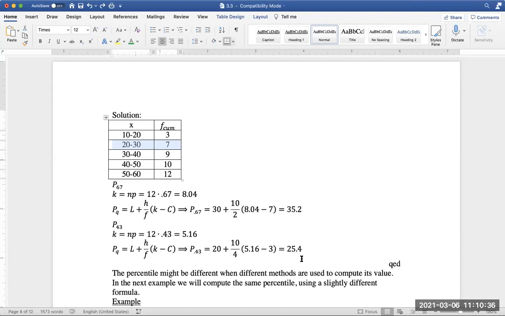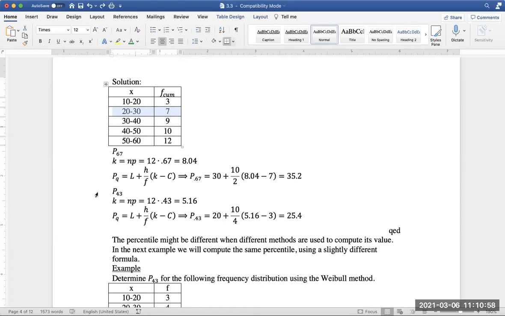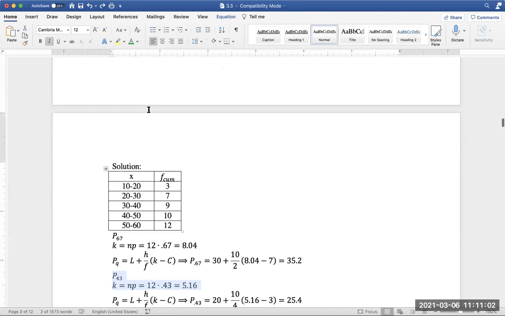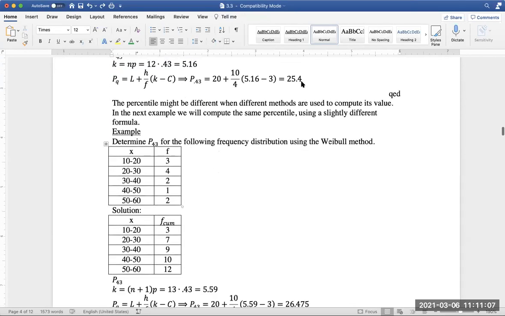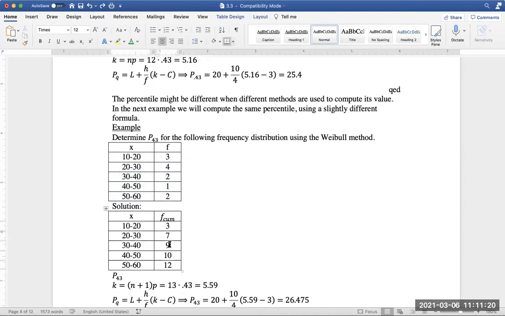One of the things to note is that the percentiles might be different depending upon the different methods that you use. So let's do the 43rd percentile using the Weibull method rather than the California method. Let's see if I get 25.4. We have the same grouped frequency distribution. So 3 plus 4, 7 plus 2, 9, plus 1, 10, plus 2, 12. The position K for the 43rd percentile is N, 12 plus 1, 13, times 0.43, 5.59.